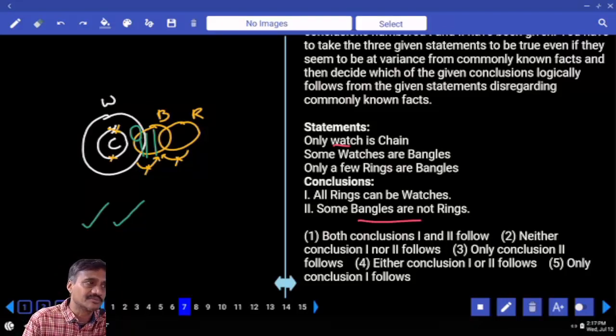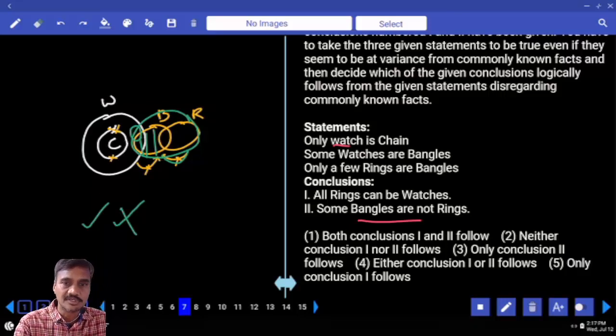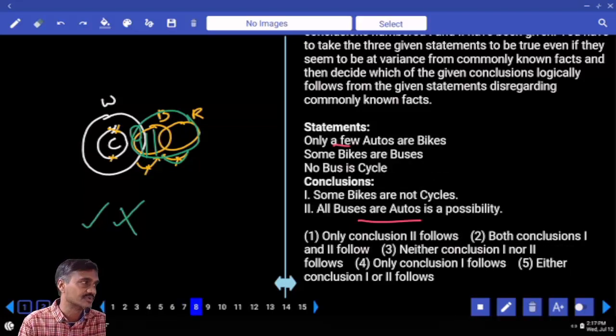Now I am drawing the bangles and this ring like this. By doing so, what happens here? All bangles are rings. You can name it now, only some rings are bangles, but not all. Hence the alternate diagram gives the previous conclusion false. Then hence what is your answer? Only one. Choice A for question number 7.